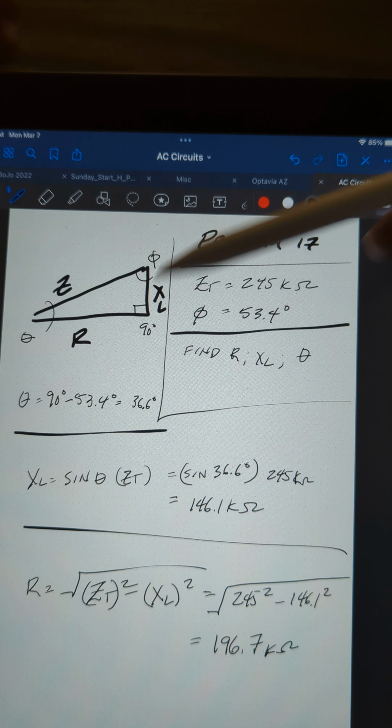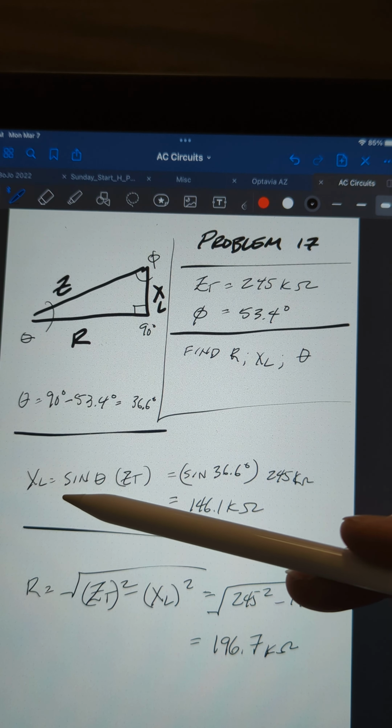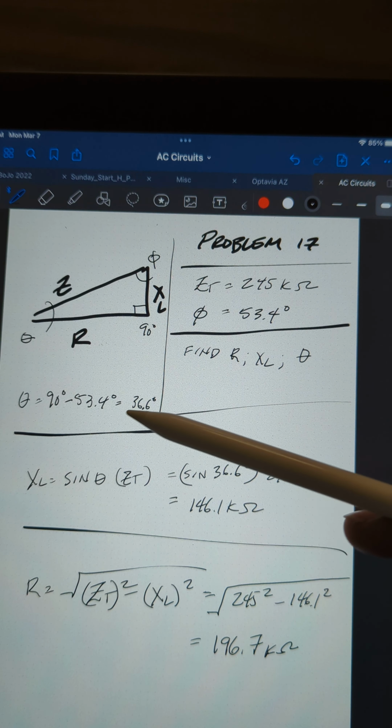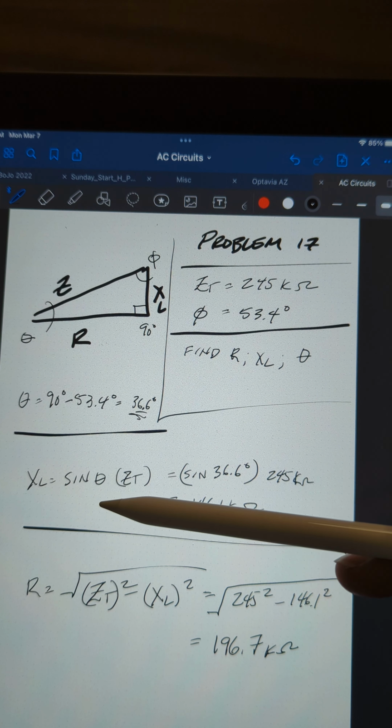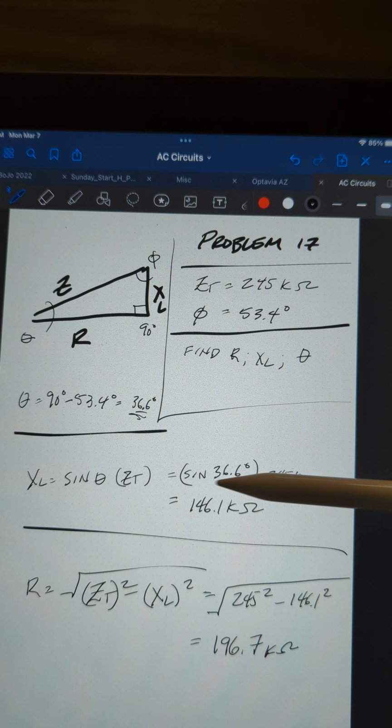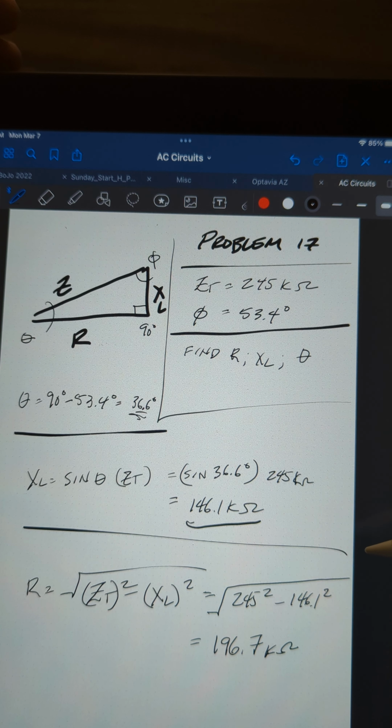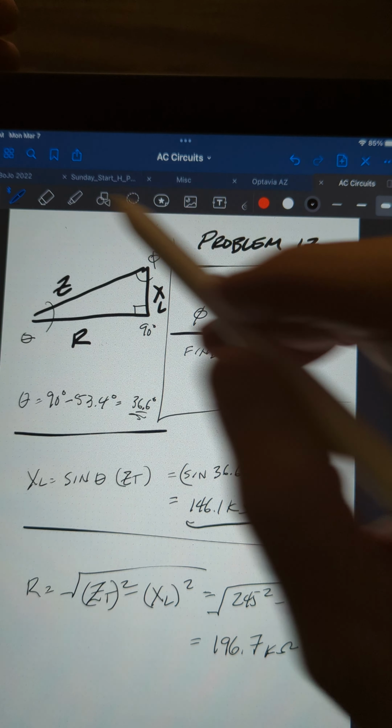And then once I have that figured out, I can figure out my XL by taking the sine of theta, this 36.6 degrees, times my Z, which is 245. Sub those numbers, and then my XL is 246.1 k ohm. And then finally, I can solve for my resistance.